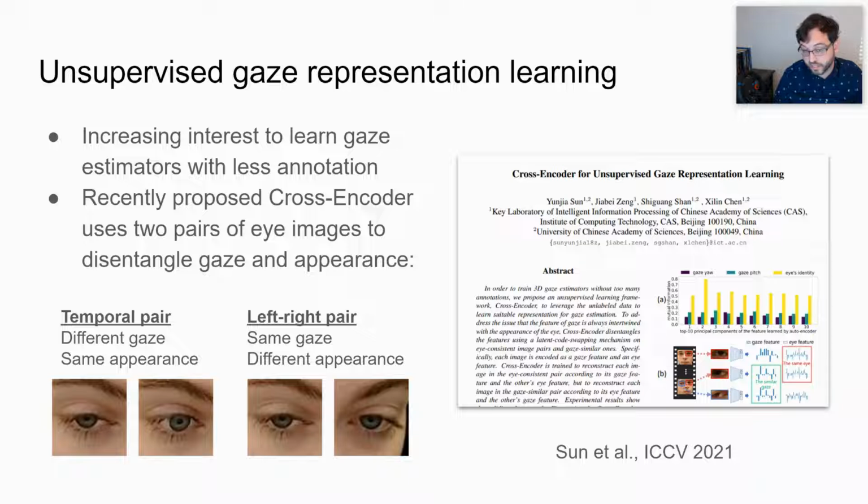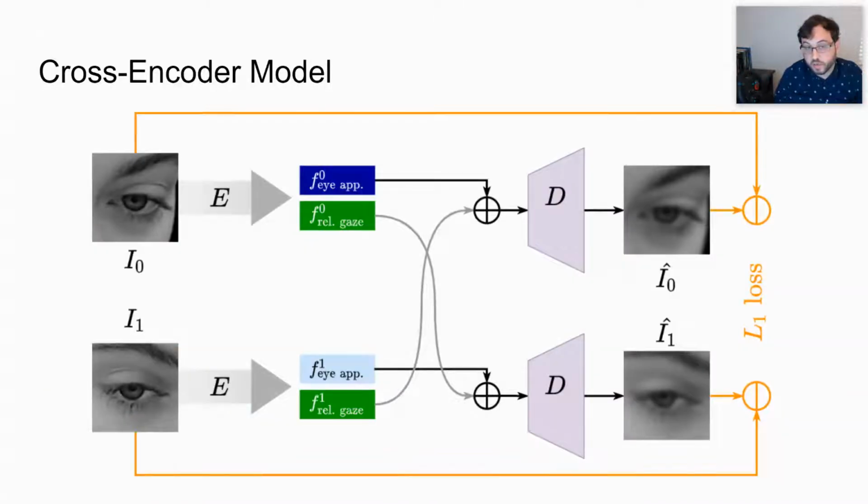It works by forming two different types of pairs: a pair taken from different time instances which have a different gaze, and a pair taken from the same time instance but from the left and right eyes. They assume that the gaze should be similar between the left-right pair as long as they are looking at something reasonably far away. Their model explicitly encodes two different representations using a standard ResNet pipeline, one for the eye appearance and one for the gaze.